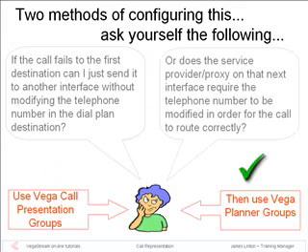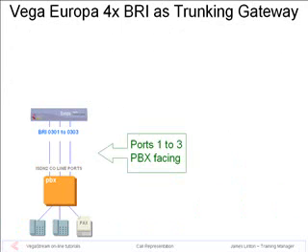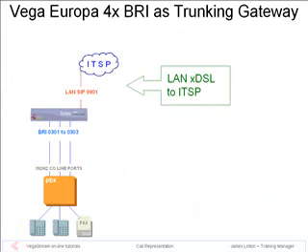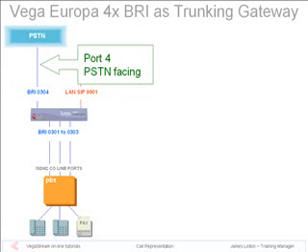Let's look at a typical case example of where these methods would be used. Here we can see a typical scenario whereby a Vega has been installed as a trunking gateway to a PBX. In this case, the PBX is connected to the first three ISDN2 basic rate interface ports on the Vega. There is a connection to the ITSP via the LAN interface on the Vega. The fourth BRI port on the Vega is connected to the PSTN for receiving inbound calls which are passed by the Vega and onto the PBX.